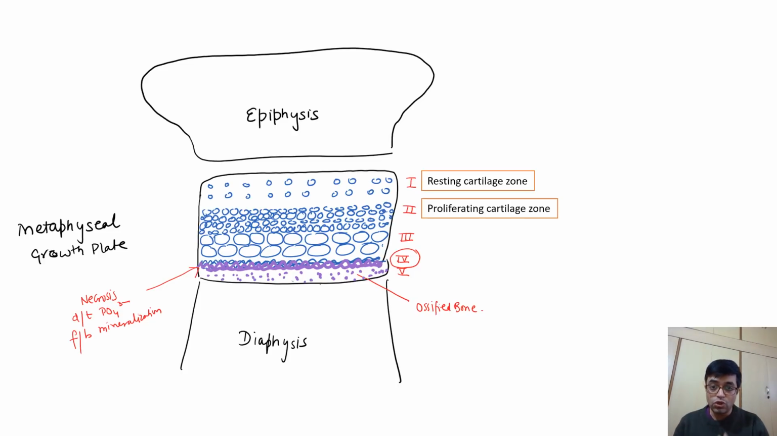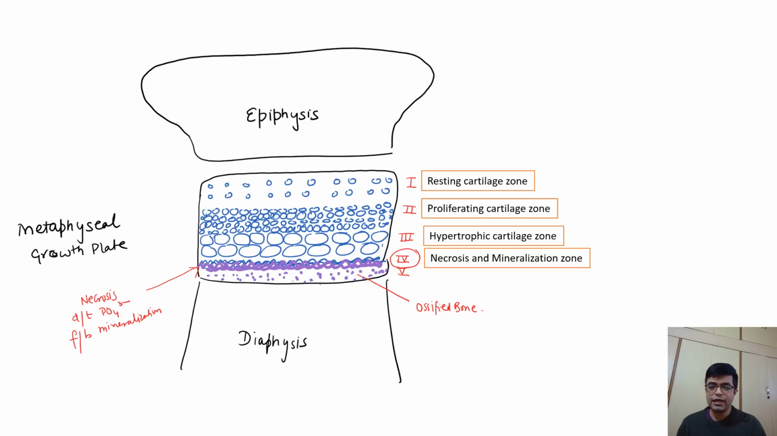Zone 2 is your proliferating cartilage zone. Here a lot of cartilaginous cells are dividing. They are active, they are living, and they are densely packed together. That is zone 2. Then in zone 3, as you come towards the diaphysis, you find that these cartilage cells, those which had formed earlier, now start getting hypertrophied. Their size and volume increase, but they are still living, that is hypertrophy. Zone 4 is the point where rickets actually affects. So if somebody asks you what is the site of affection, it is the necrosis and mineralization zone.